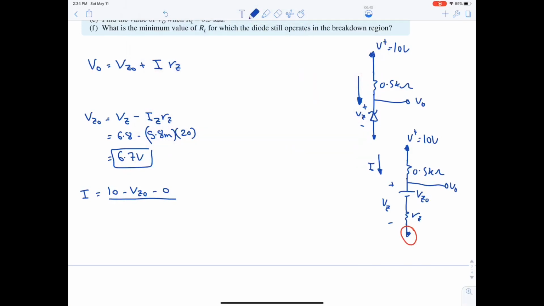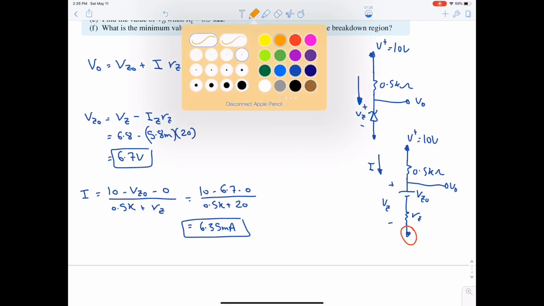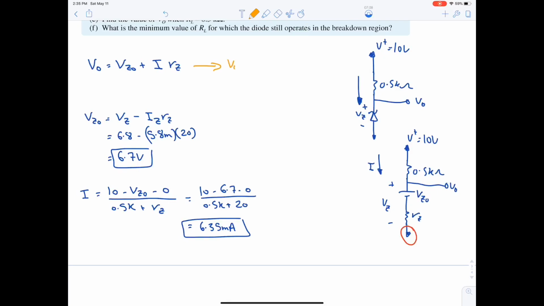Divided by total resistance, which is 0.5k plus Rz. Let's substitute in numbers. 10 minus 6.7 minus 0 divided by 0.5k plus 20, which is equal to 6.35 milliampere. Now after computing I, we can find V naught. V naught is equal to 6.7 plus 6.35 milli multiplied by 20, which is equal to 6.83 volt.